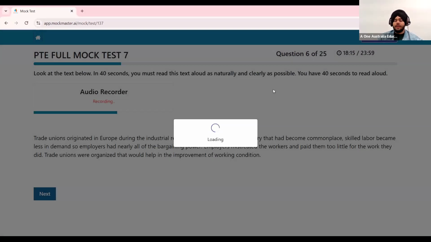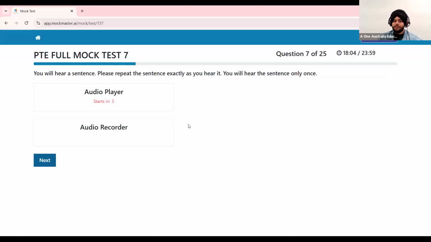As soon as you're done speaking, you click next, you move to the next question. Okay. Now, many students think the next will be a read aloud, but it can very well be a repeat sentence. Okay, see? Now let's hear.